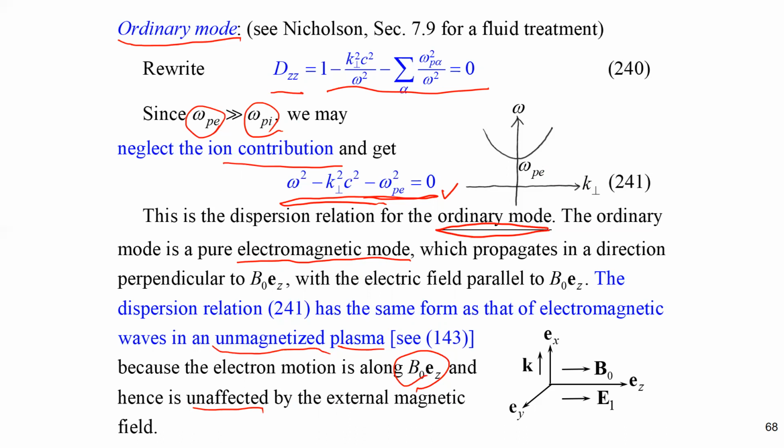The electron motion is completely unaffected because the electron can accelerate in the z direction. So v cross B0, with E along z, will give no effect. The Lorentz force plays no role. It's unaffected by the external magnetic field.